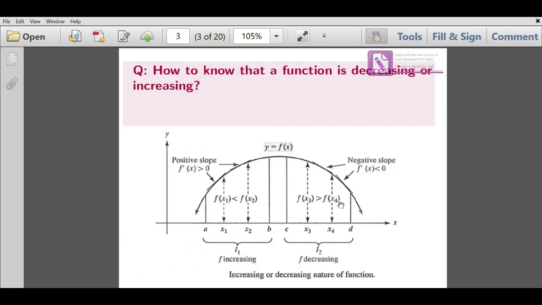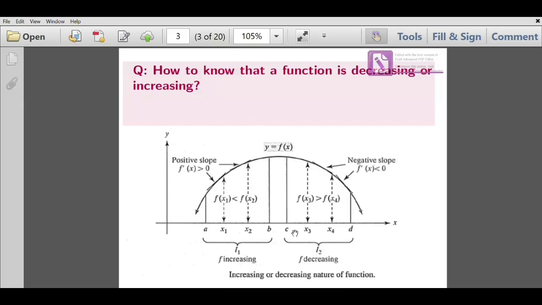So this is the first way. The second way, you compare the derivative or the tangent line. For the interval I from A to B, the derivative of the function at x1, or the tangent line, looks like this one, which is positive. Also the derivative at x2, the tangent line, looks like this one, which is positive. So here your tangent line is positive, so that means your function is increasing.